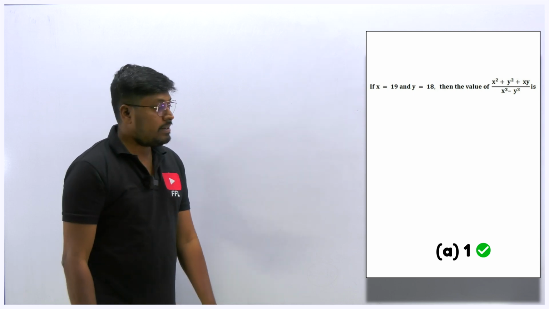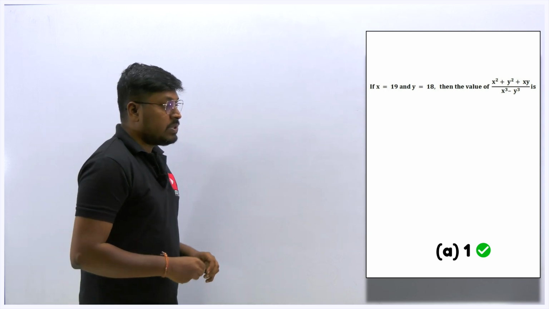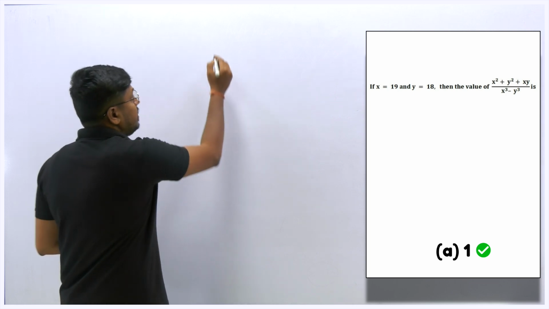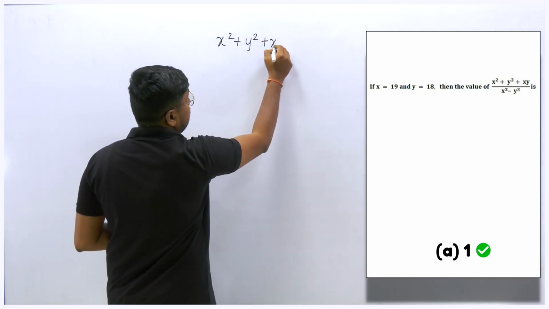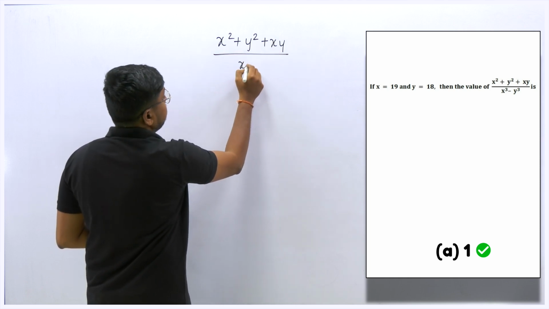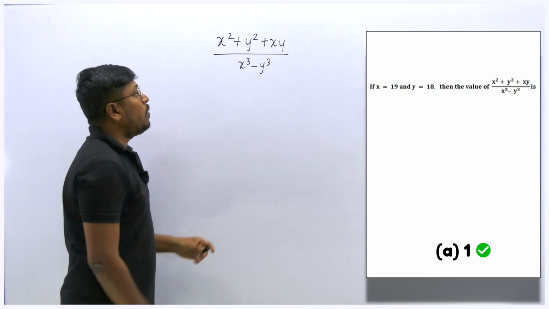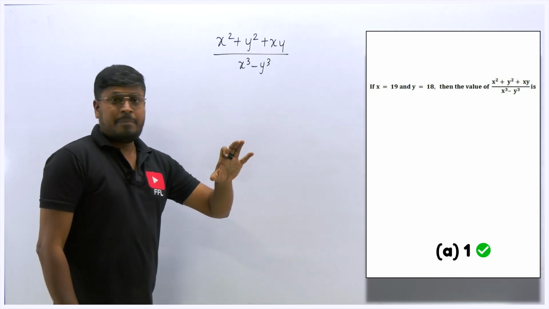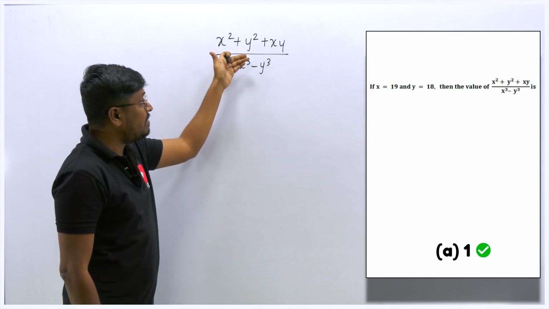So next question. x is equal to 19 and y is equal to 18. They have given an equation: x square plus y square plus xy divided by x cube minus y cube. So we just need to find the value of it. If you are not able to simplify it, some students don't know how to simplify this.